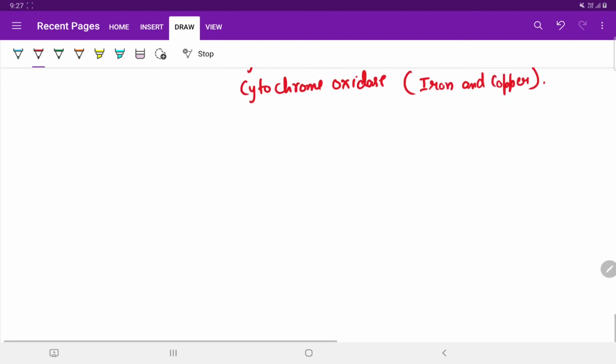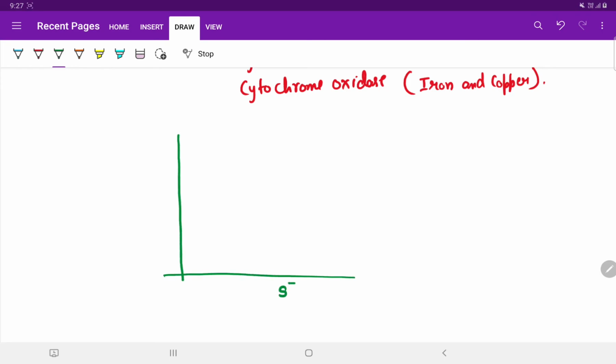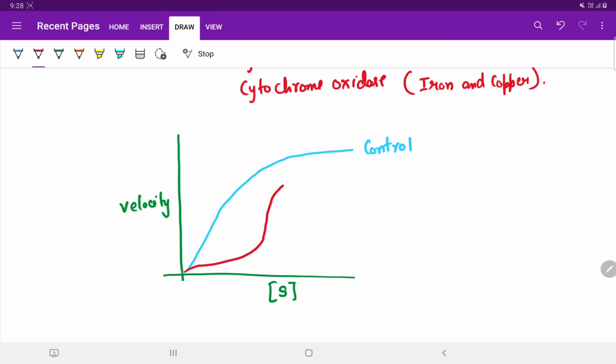Now let us see what the graphical difference will be. If we plot a graph between the substrate concentration on the x axis and the velocity of the reaction on the y axis, how will we measure the effect of activators and inhibitors? A normal enzyme controlled reaction shows a curve like this. In the presence of an inhibitor, initially the rate of reaction will be decreased and ultimately it will be achieved. This is with inhibitor, the red colored line.